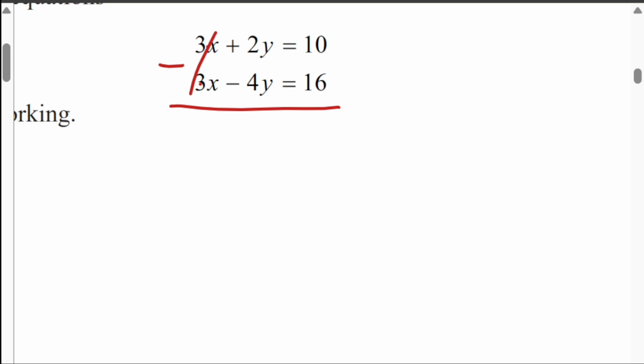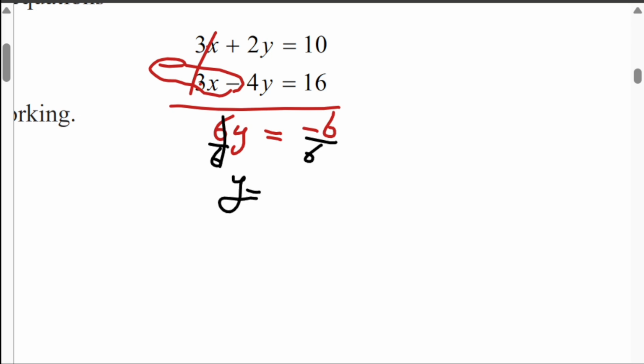2y minus 4y is going to be 2y plus 4y, because minus minus makes plus. So it's 6y equals 10 plus 6, 10 minus 16 is negative 6. This is amazing. To find y, divide by 6, divide by 6. This 6 is gone, so y equals, you see how fancy this y is.